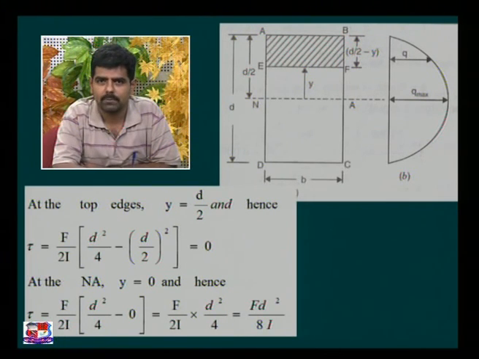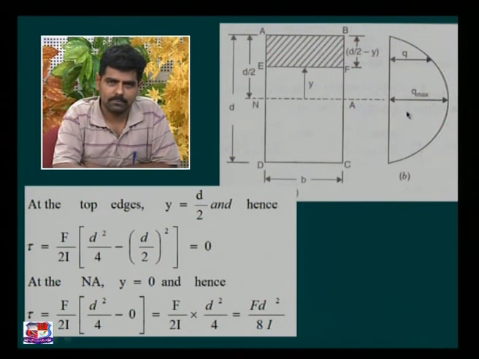So once again, to repeat, the variation of shear stress across a rectangular section is of parabolic nature, 0 at the top and bottom fibers and maximum at the neutral axis.